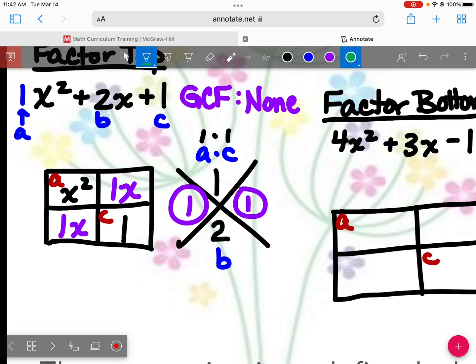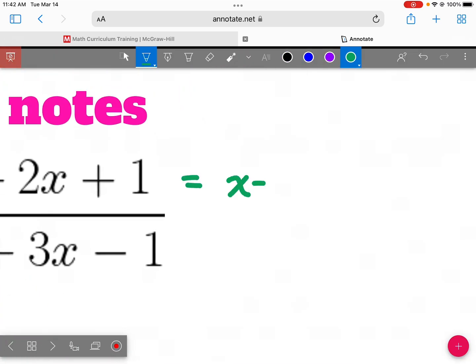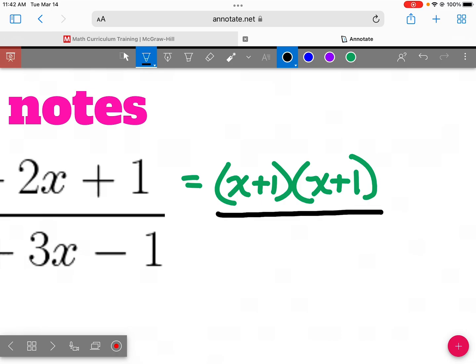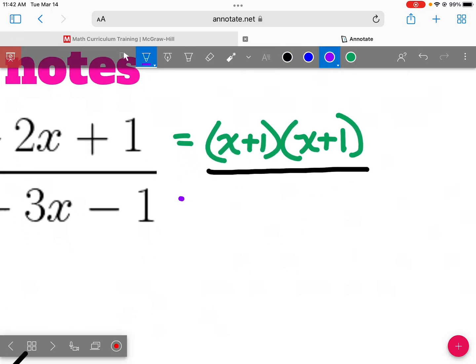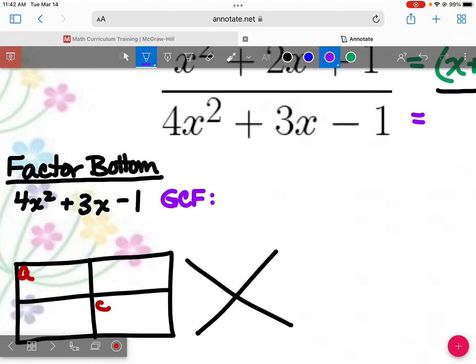What do you notice about when you factor this across the top and down the side? What do we end up with? Same thing on both sides. X plus 1 and x plus 1. So my numerator, when I factor it, I have x plus 1 and then another x plus 1. Those are the things that if you multiply them together, you get the top. Does the bottom have a GCF? No.